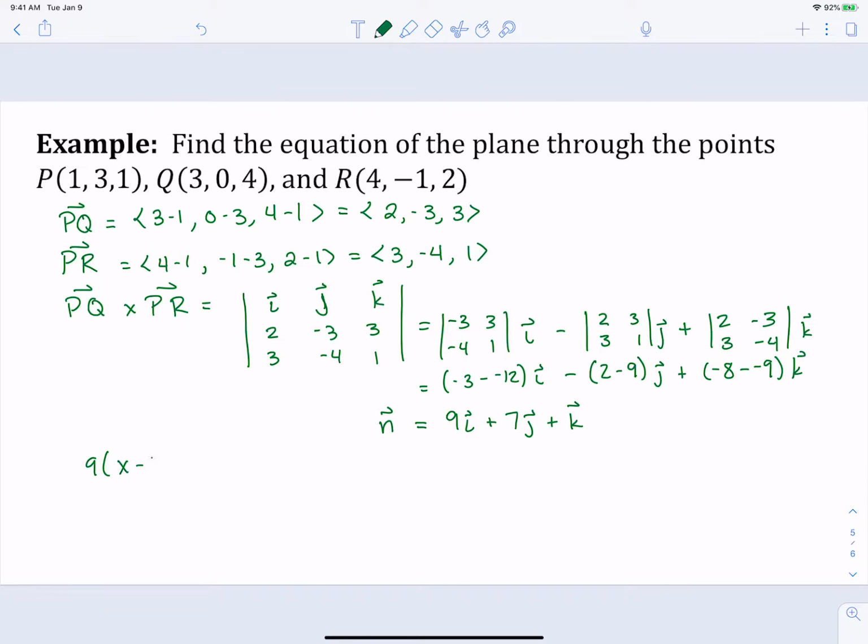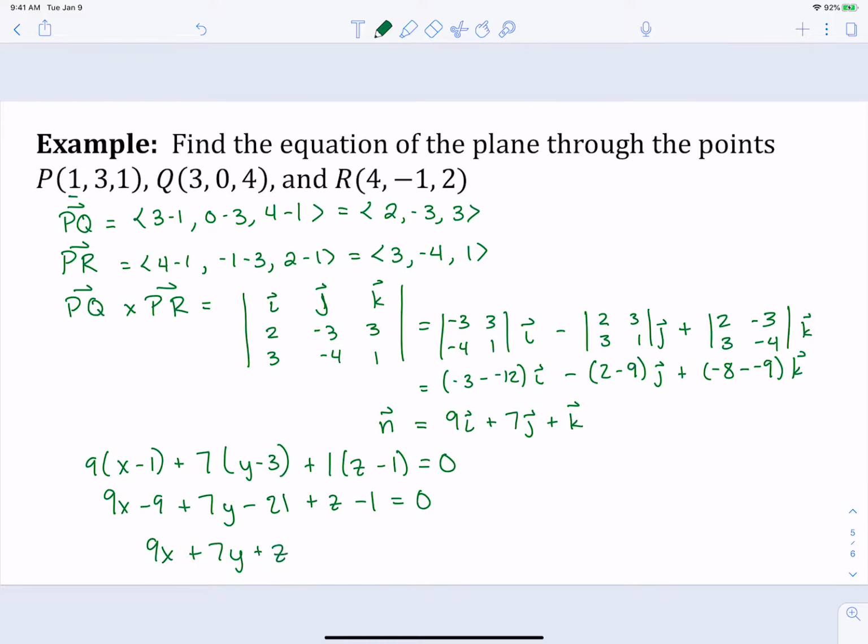So I've got my normal vector, and then the x component times x minus the x value of my point, plus 7 times y minus the y component there, plus 1 times z minus the z component, and then this is equal to 0, so 9x minus 9 plus 7y minus 21 plus z minus 1 is equal to 0. And all together, this is 9x plus 7y plus z is equal to 31. All right. Okay, next question.